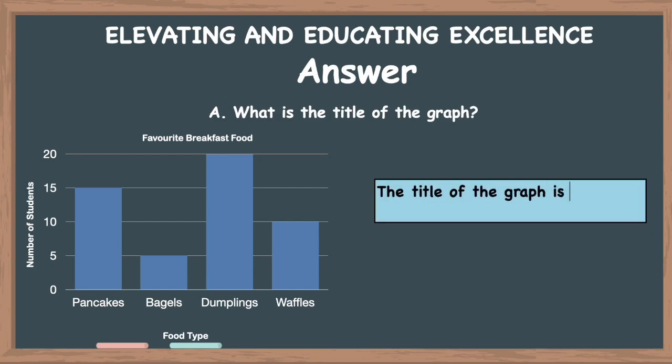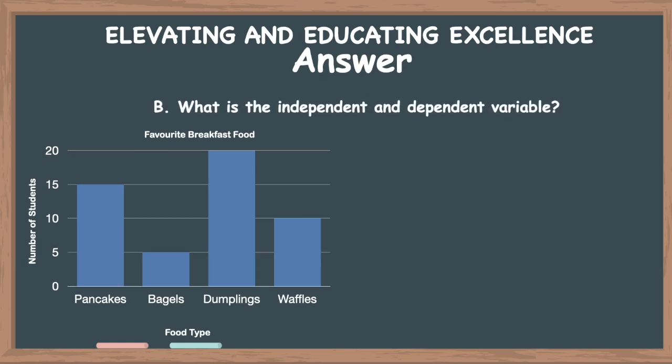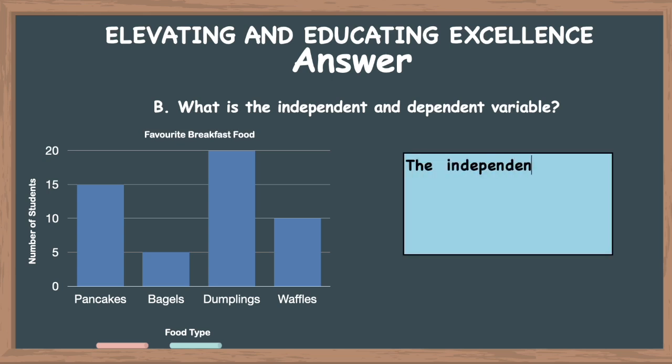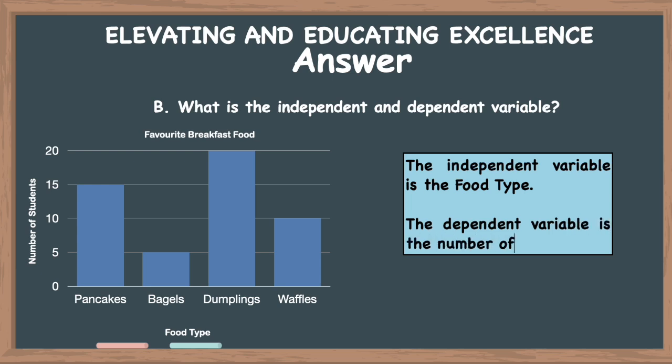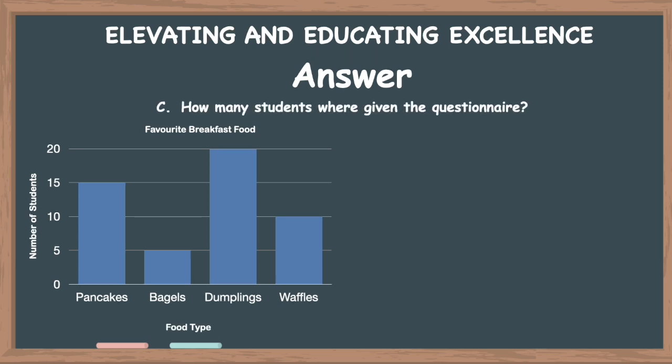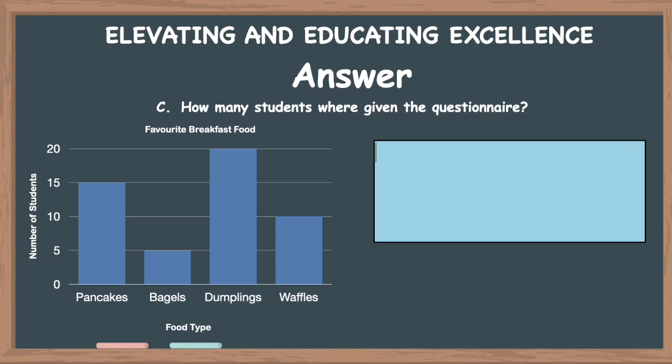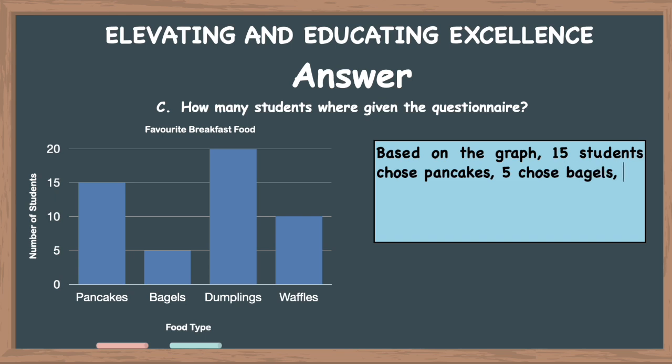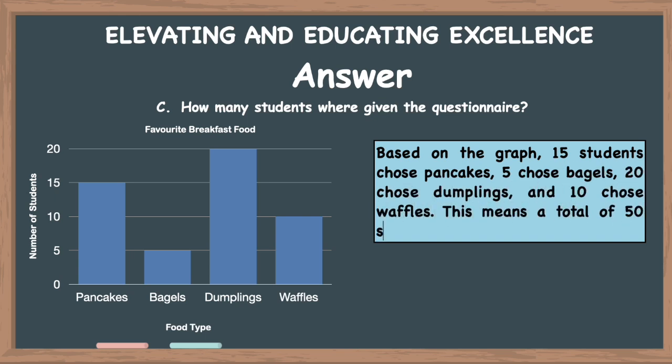The title of the graph is Favorite Breakfast Food. B, what is the independent and dependent variable? The independent variable is the food type. The dependent variable is the number of students. C, how many students were given the questionnaire? Based on the graph, 15 students chose pancakes, 5 chose bagels, 20 chose dumpling, and 10 chose waffles. This means a total of 50 students were surveyed.